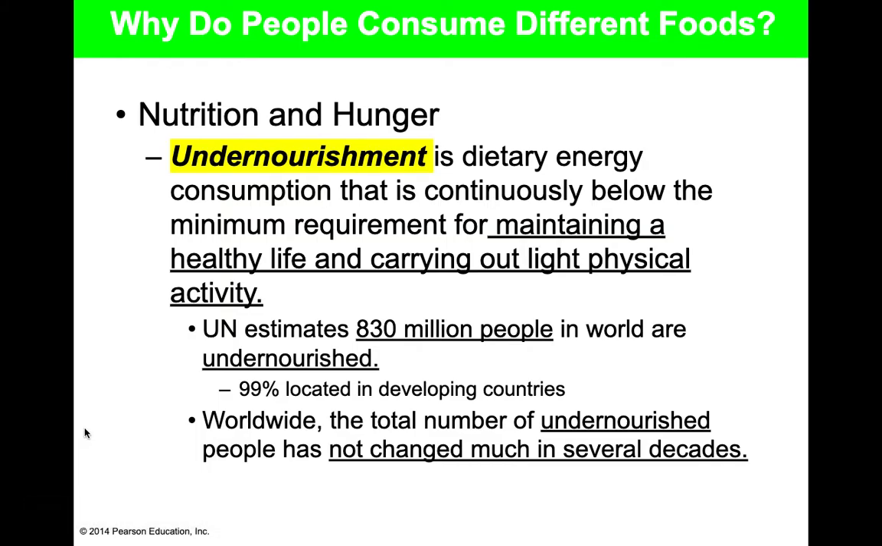Looking at undernourishment, going back to Thomas Malthus's theory we learned in Unit 2 in population. Remember, Thomas Malthus said that food would grow arithmetically and the population would grow geometrically. So, in other words, the food would grow linearly, and the population would explode. When we look at this, we can see that this is a reality according to the United Nations for 830 million people that are undernourished. 99% are in developing countries.